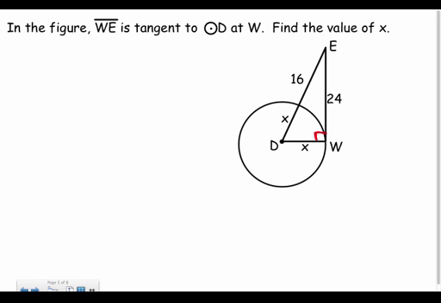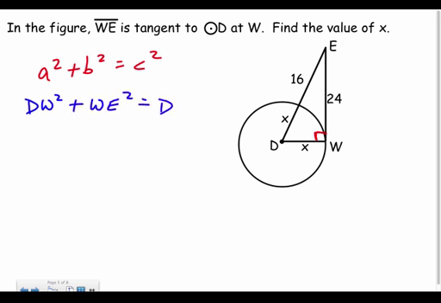Well, if that's a right angle because of the tangency, I have a right triangle now. So I can use my Pythagorean theorem. Right? One leg squared plus the other leg squared equals the hypotenuse squared. Well, let's think about this. So I have basically DW is one of the legs, and I also have WE as one of the legs, and then I have DE as the hypotenuse.